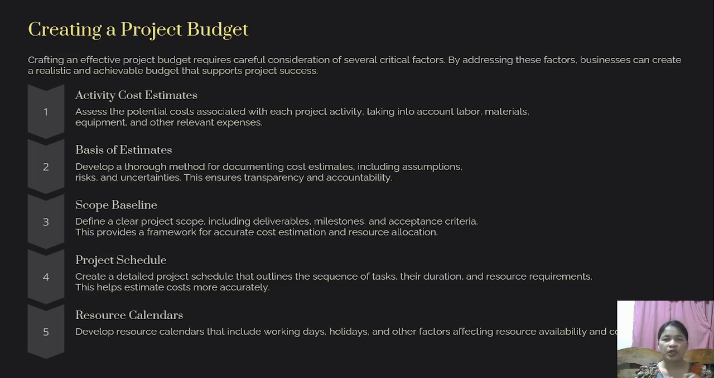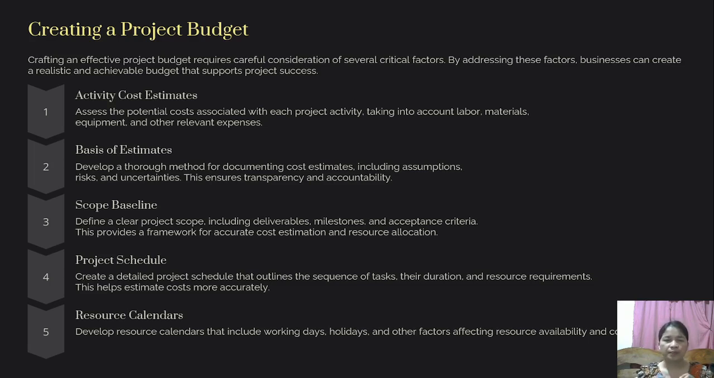And third is scope baseline. So what is scope baseline? This defines a clear project scope, including deliverables, milestones, and acceptance criteria. This provides a framework for accurate cost estimation and resource allocation.